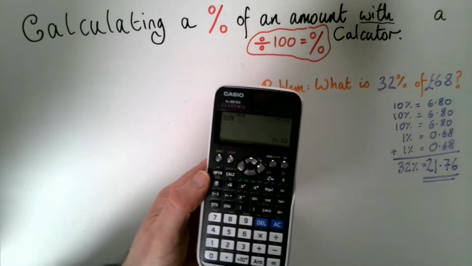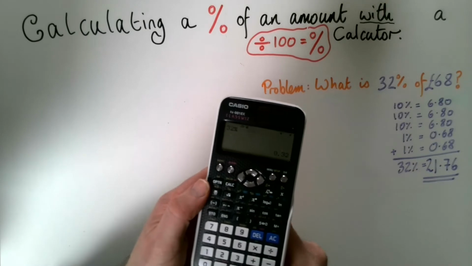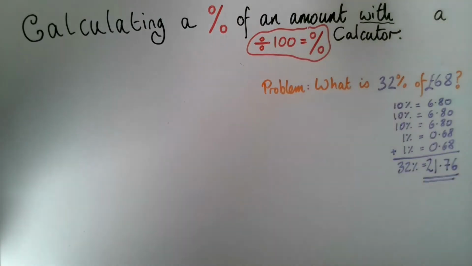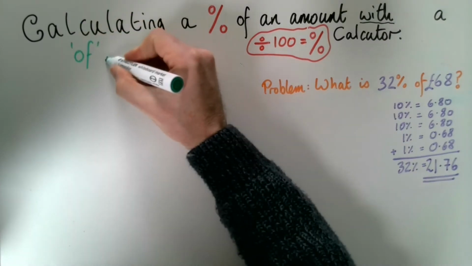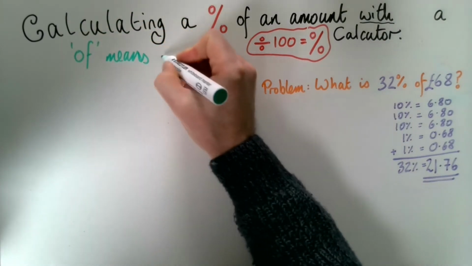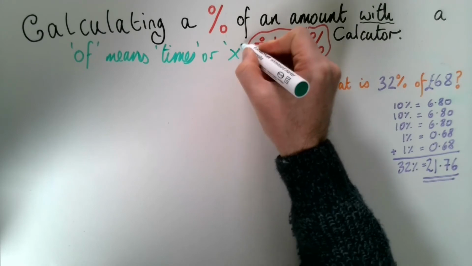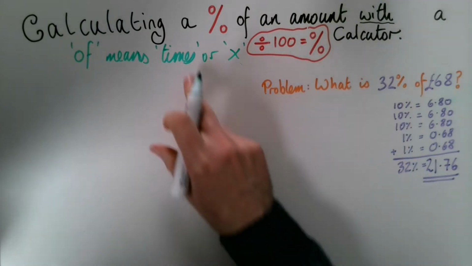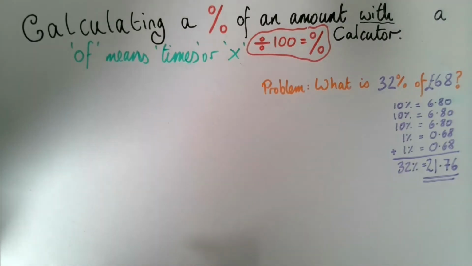And actually that is almost all we need to do this, because if you know that 32% is 0.32, and you know another fact, this is a really important one, that in maths, and in life, of means times, or that symbol there. I haven't written that very nicely, have I? And that's what we're going to be doing today.